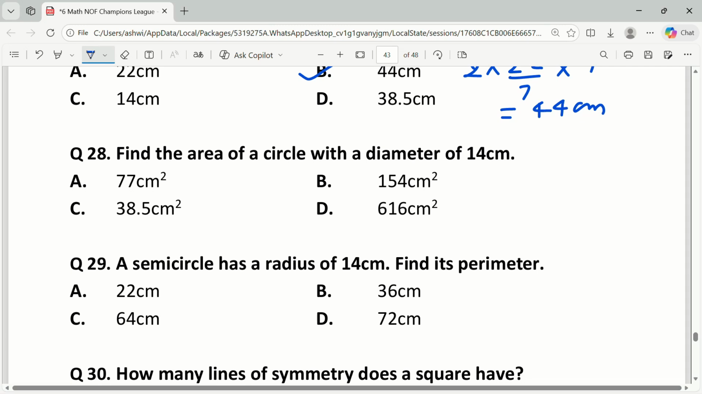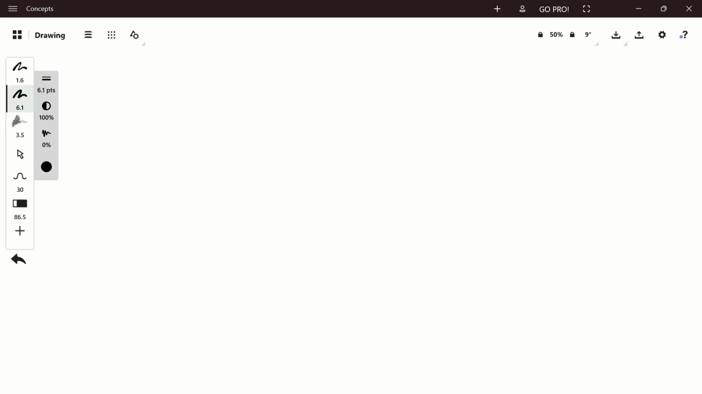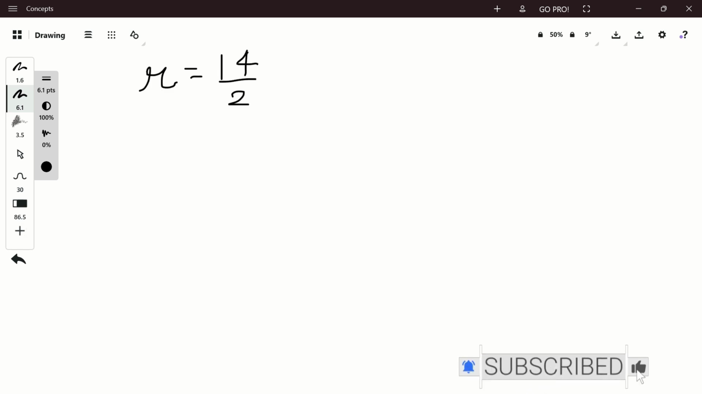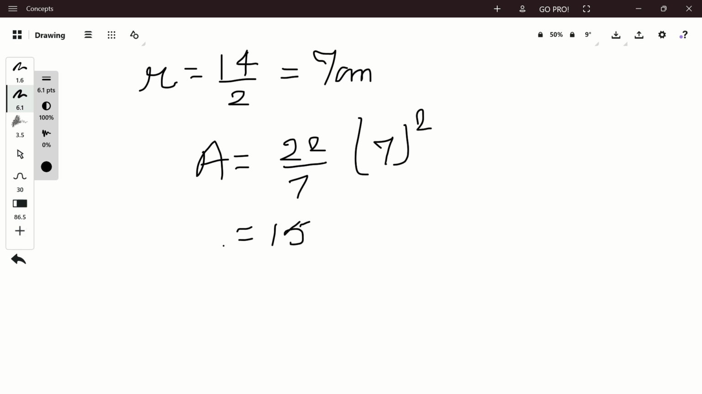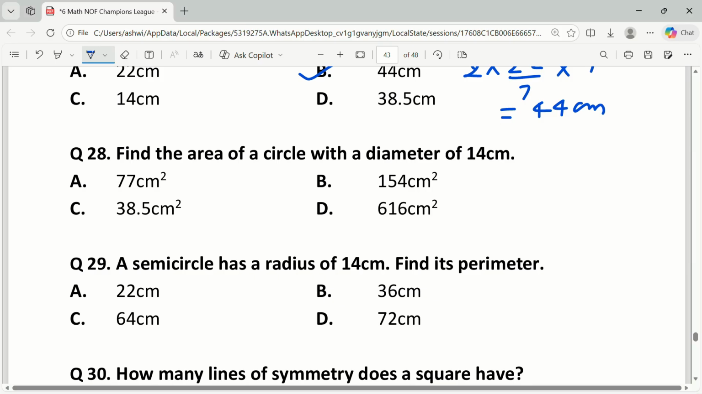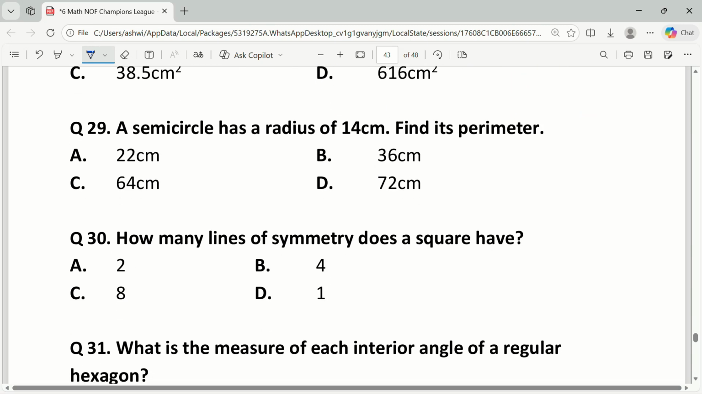Find the area of a circle with diameter 14 centimeters. The radius is the half of diameter, so r is equal to 14 by 2, which is equal to 7 centimeters. The area of a circle is calculated using the formula A is equal to pi r square. Substituting r as 7 and using pi as 22 by 7, we have area is equal to 22 by 7 into 7 square. That is 154 centimeter square. Comparing with the options, the answer is B, 154 centimeter square.